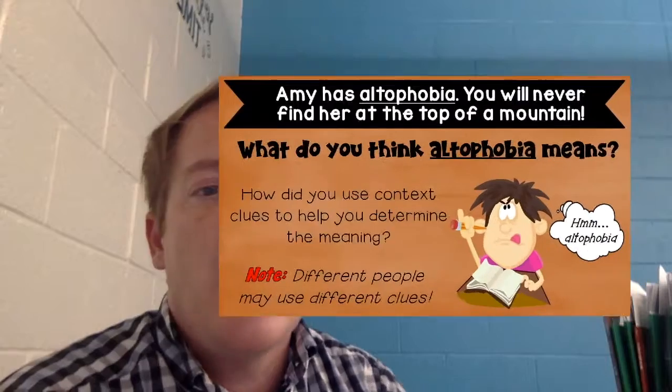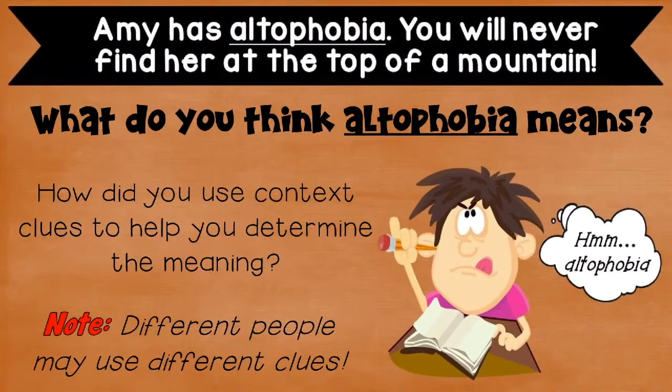So, Amy has altophobia. You will never find her at the top of a mountain. What do you think altophobia means? And how did you use context clues to help you determine the meaning? Note, it says different people may use different clues, and that's okay. There's no right or wrong way to find the answer as long as you figure out what it means.